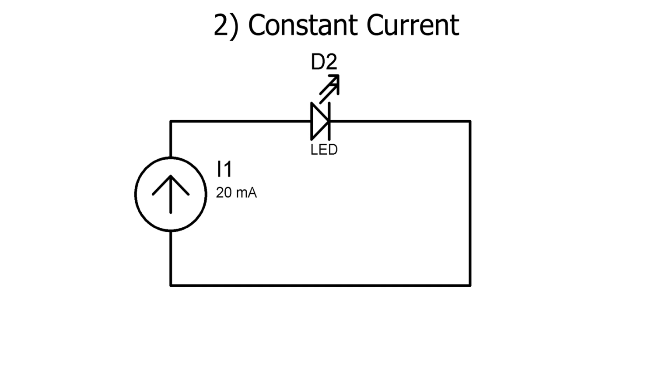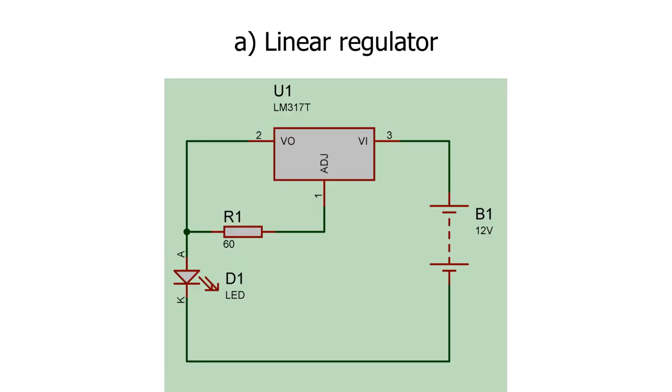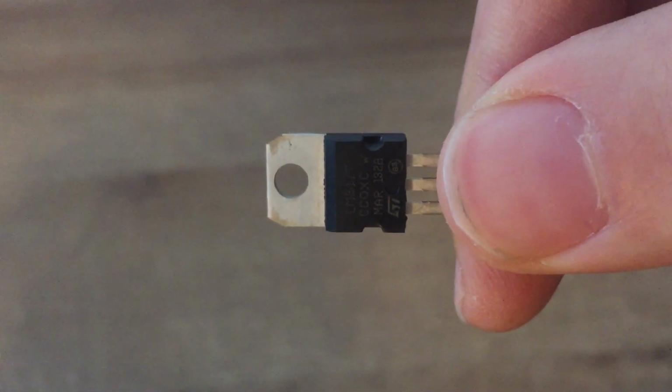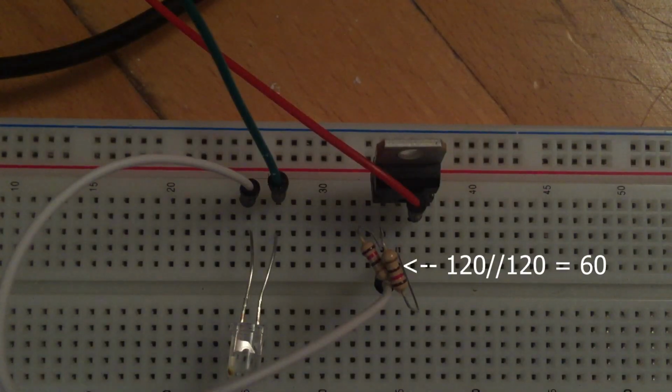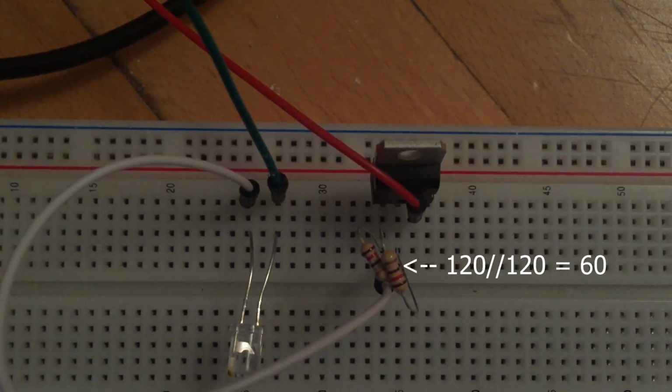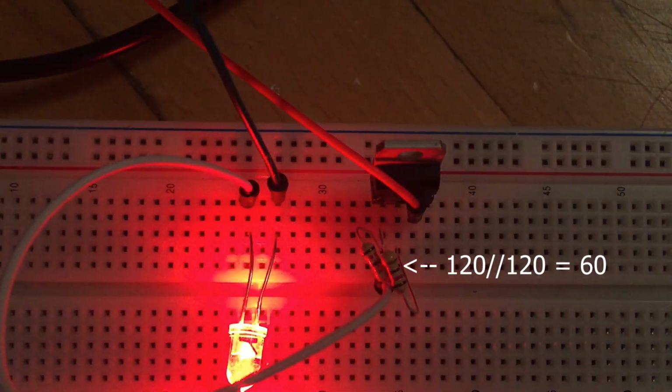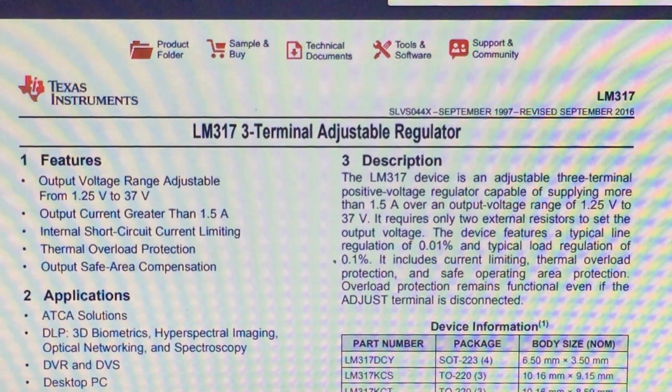To avoid this problem, constant current sources are used. One of the easiest ways to implement constant current is to use a linear current regulator. In this example, it is the LM317 IC. Here, as you see, with the most basic configuration, it just needs the resistor to adjust the current and operate. This simplicity comes with a price though.